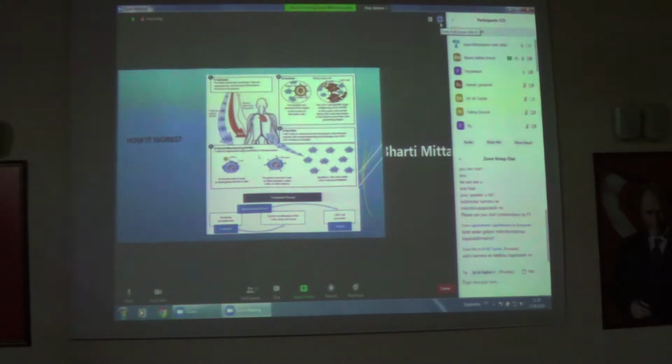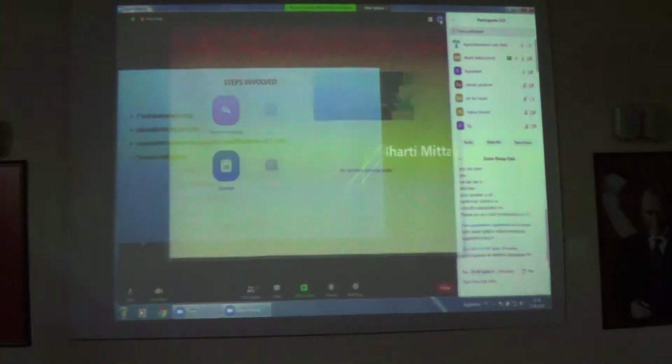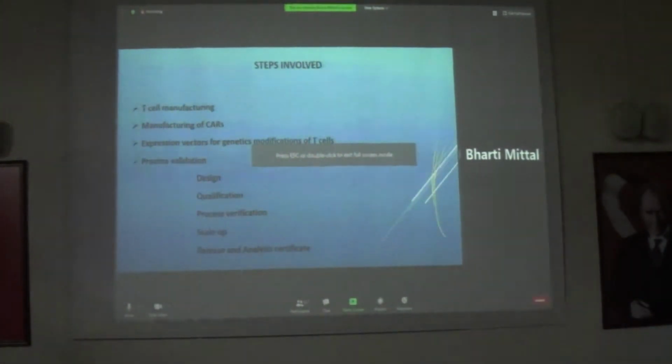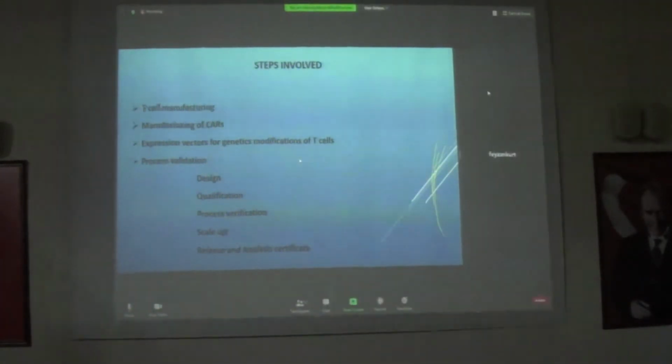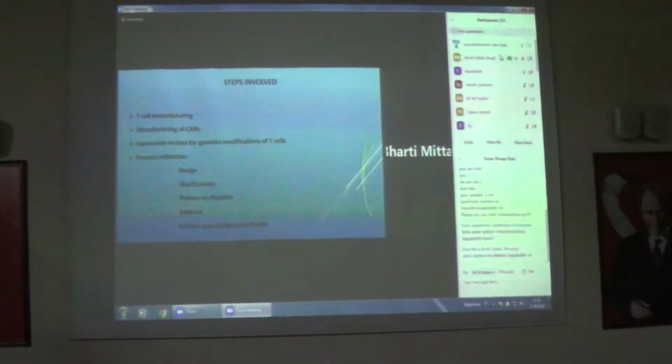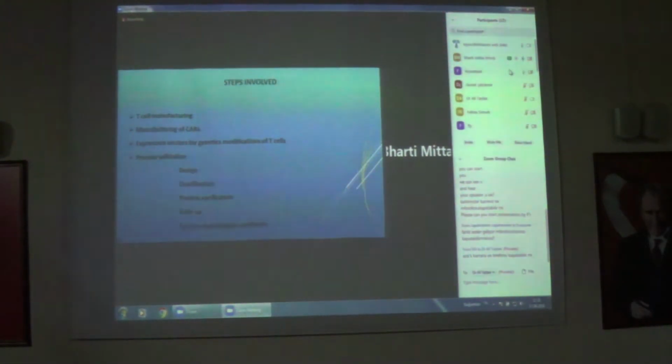The various steps involved in CAR T cell therapy are as follows. The first step is T cell manufacturing. Then process verification, scale up and release, and the certificate of analysis. We will be discussing all of these step by step in the subsequent slides.